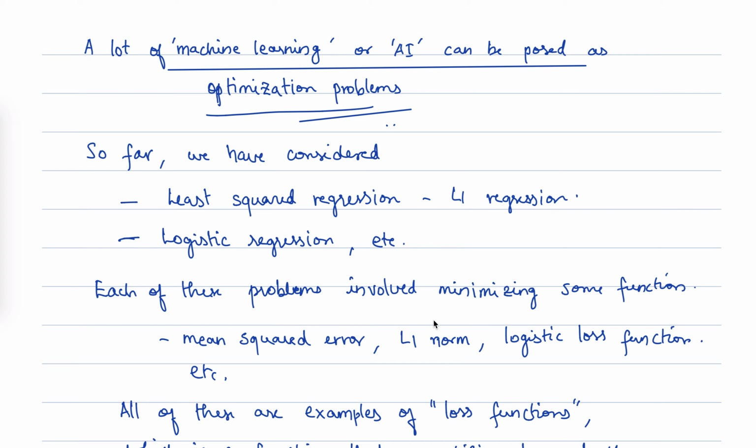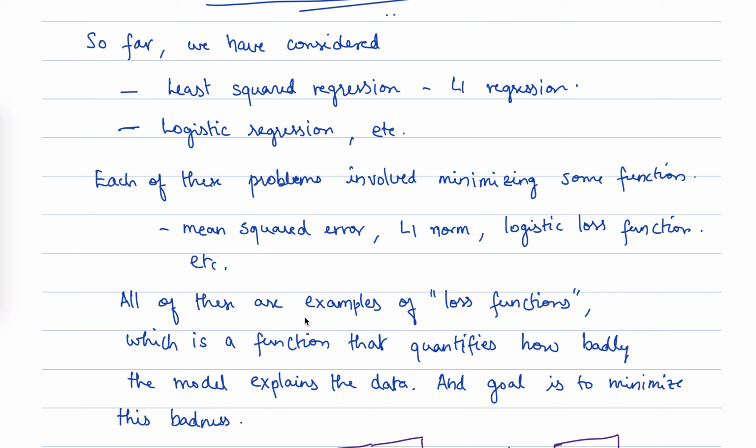Each of these problems involved minimizing some function, right? We minimize the mean squared error in least squares regression, which is equivalent to minimizing the L2 norm. In L1 regression, we minimize the L1 norm, which is the absolute value of the error summed. In logistic regression, we minimized what's called the logistic loss function, etc. So all of these are examples of what are called loss functions.